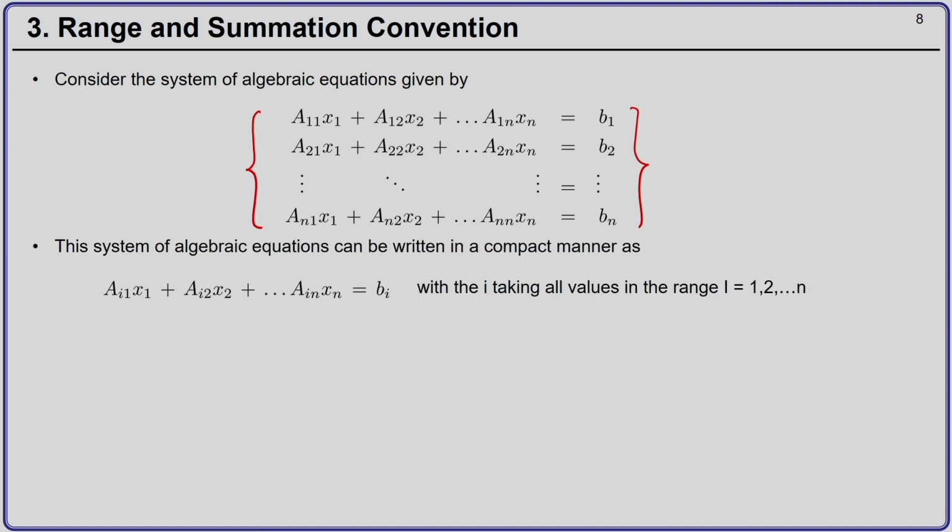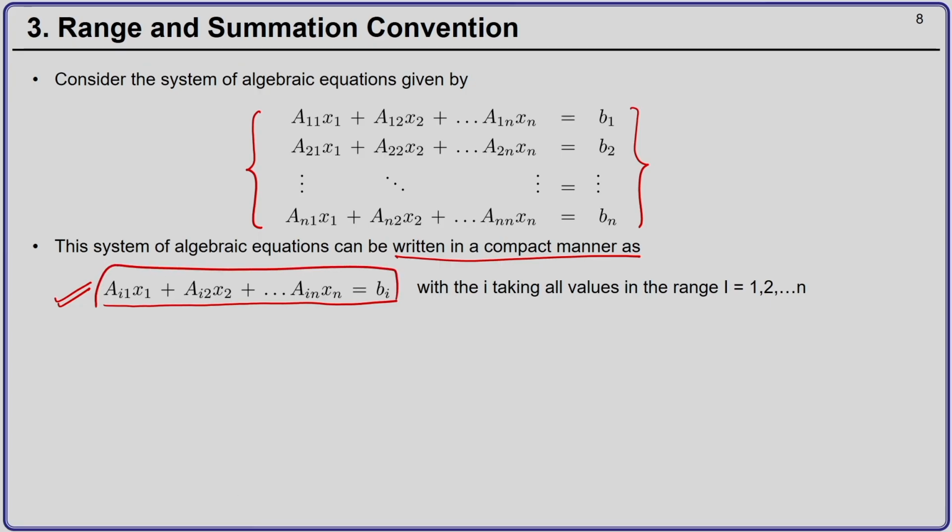The first step is that we can write these equations in a compact manner given by a i 1 x 1 plus a i 2 x 2 all the way up to a i n x n equal to b i, with the i taking all the values in the range 1 to n. Now, n can be anything, n can be 10, n can be 3, n can be 1000, whatever. So, i will take all values. You can see that instead of these n equations, we now have just one equation, which is given here.